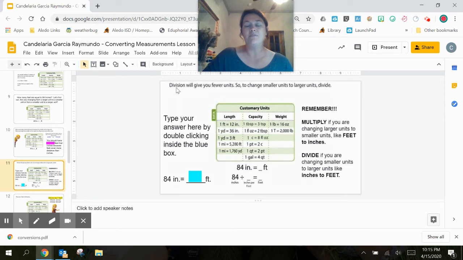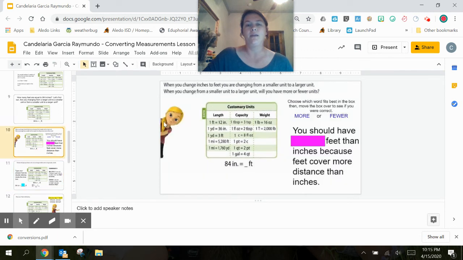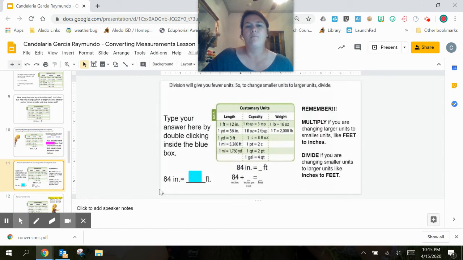It says division will give you fewer units. Oh, let me go back to this slide. It says when you change from inches to feet, you're changing from a smaller unit to a larger unit. When you change from a smaller unit to a larger unit, will you have more or fewer? That's what you need to decide before you go here. Now, we're going from 84 inches to feet. So division is going to give you fewer units. If I have 84 inches and I've got to get to fewer feet, I have to divide.